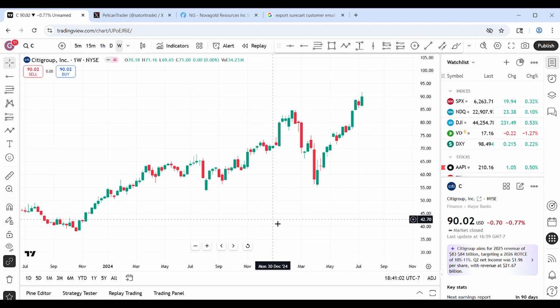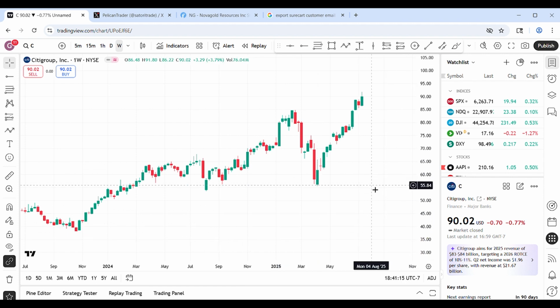Today, we're going to be taking a look at the chart on global investment bank and financial services company Citigroup, symbol C. And when we take a look at the chart, we're simply going to be looking for two things. One, what is the direction of the trend? And two, are there clues as to where the big money might be stacked up, patiently waiting to buy at lower prices or patiently waiting to sell at higher prices? So let's get right into it.